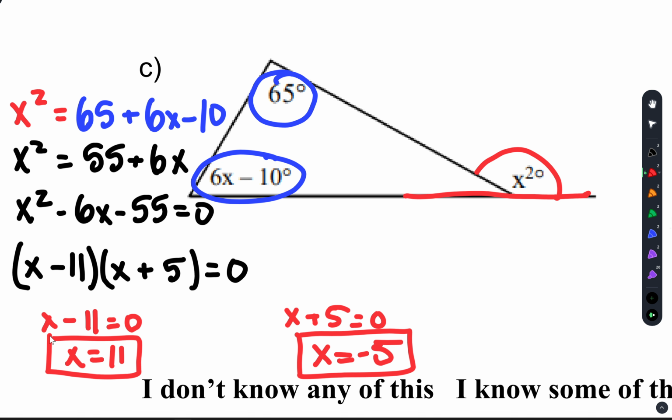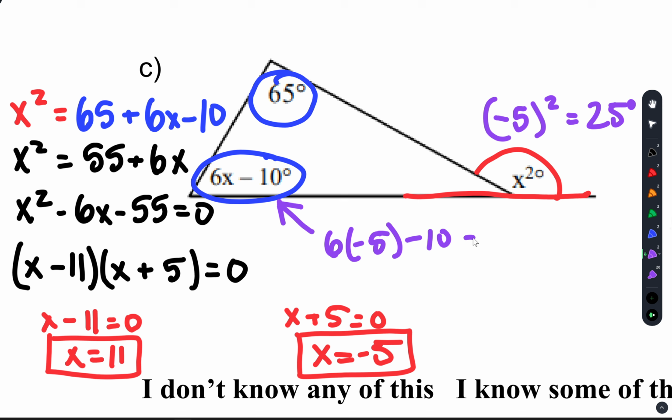Talking about angle measurements in geometry, so we should always be checking any negative answers that we get, right? So let's just double check. Negative 5 doesn't really matter over here. It's going to get me a positive 25 degrees. That's fine. But if I plug it in over here, 6 times negative 5 minus 10 gets me a negative 40. I cannot have that. So this is extraneous. This is my answer. Have to double check those negative ones.